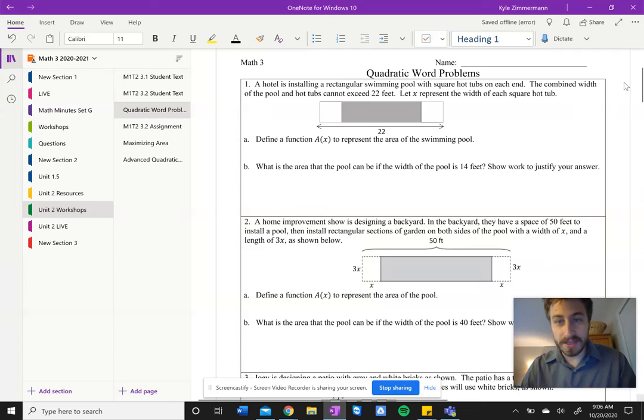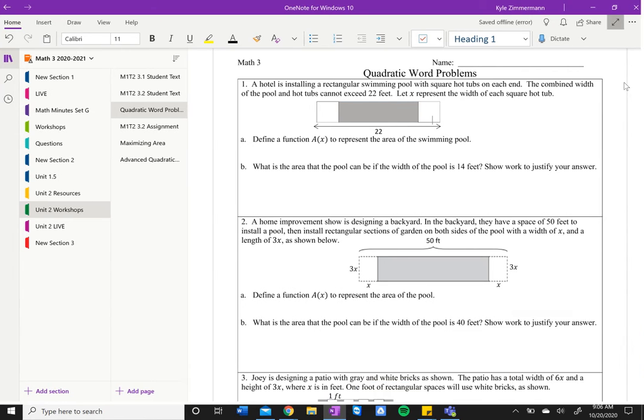Team, it's Mr. Z, and today we're going to figure out how quadratic word problems can be used to make sure that when we're constructing hotels, home improvement, all of that stuff, we're going to see how it relates to the real world. Let's go ahead and dive on in.